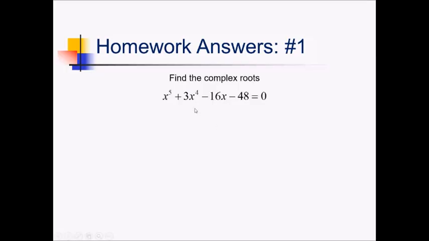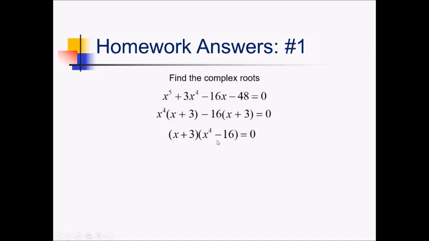For this problem, if I try to take out a common factor, that's not going to work out so well. But I do have four terms, so let me try grouping this thing. For the first two terms, I can take out an x to the fourth. That leaves me with x plus 3 inside. For the next two terms, I can take out a negative 16, leaving me with an x, and this is also going to be a plus 3. So now I can take out x plus 3 as a common factor, leaving me with x to the fourth minus 16 as my other factor.